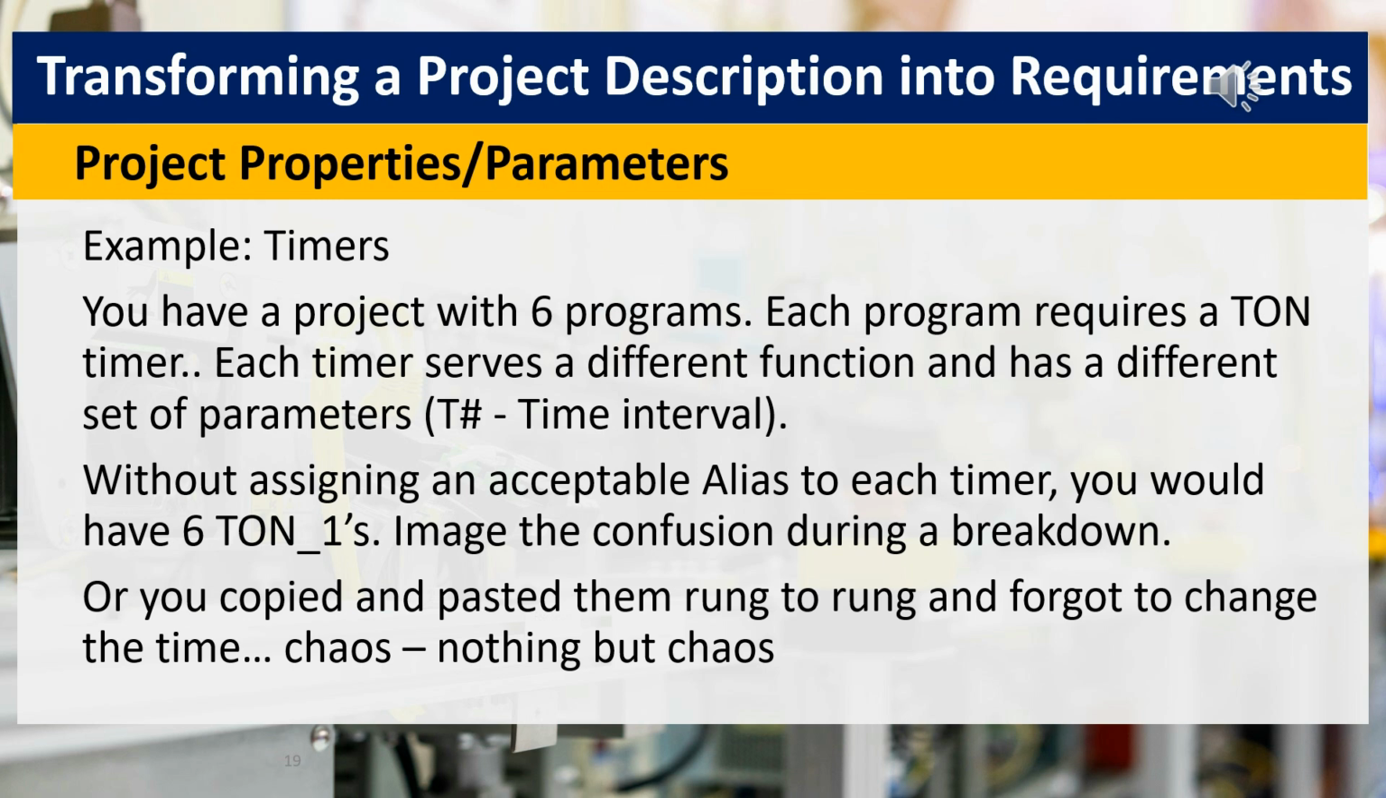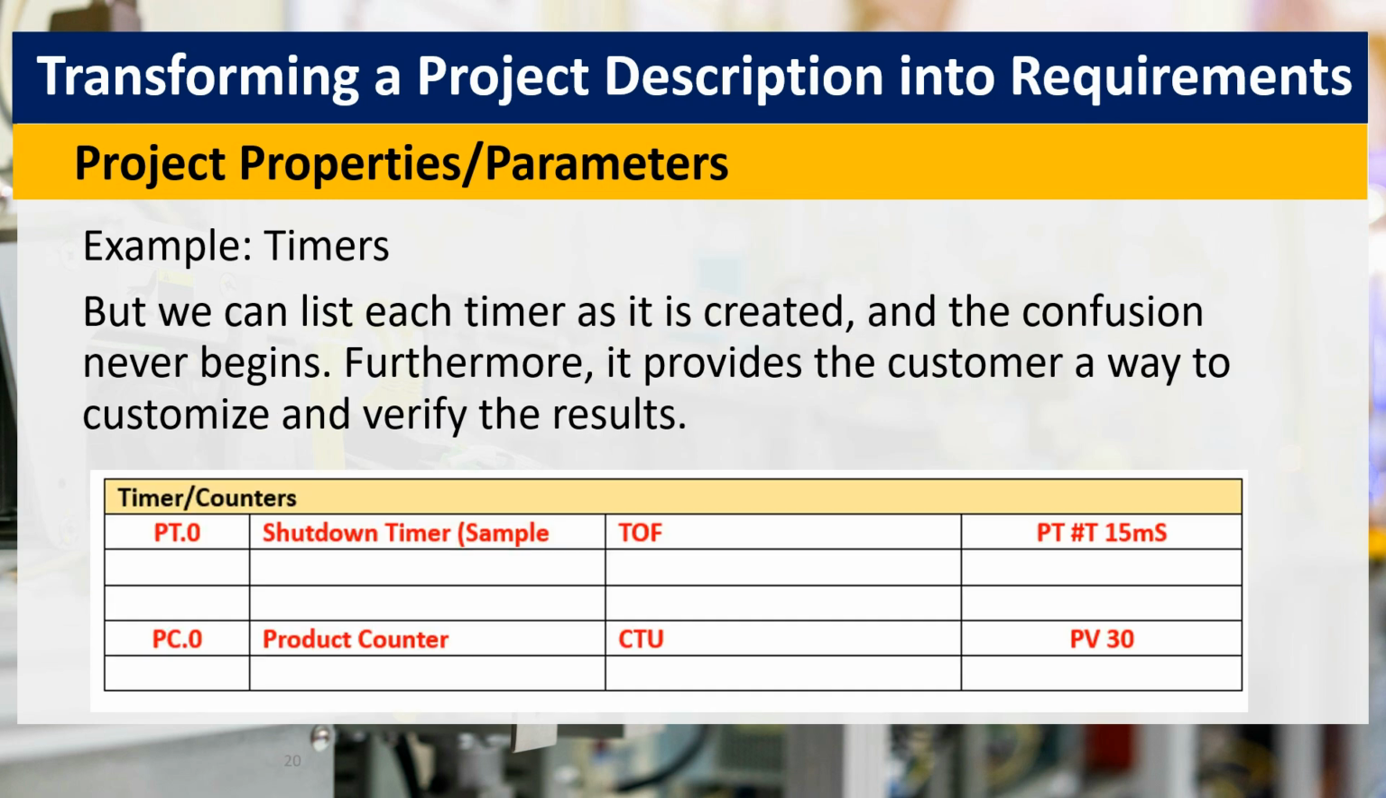Or you copied and pasted them rung to rung and forgot to change the time. Chaos. Nothing but chaos. But we can list each timer as it's created, and the confusion never begins. In the example is the shutdown timer. It's a TOF, and we know exactly what the time is, 15 milliseconds. Furthermore, it provides the customer a way to customize and verify the results.